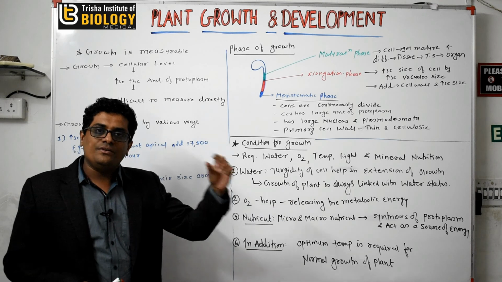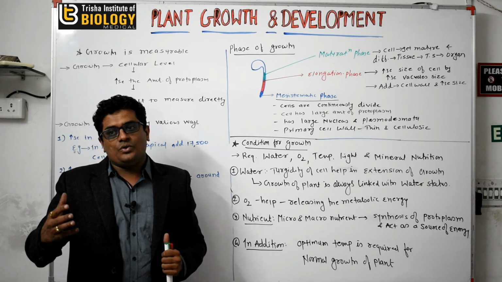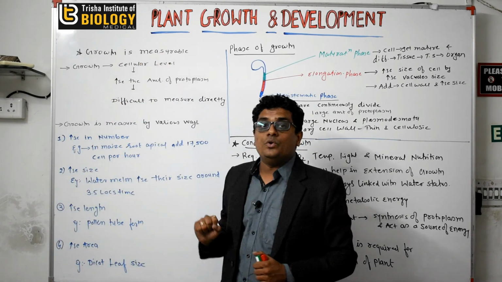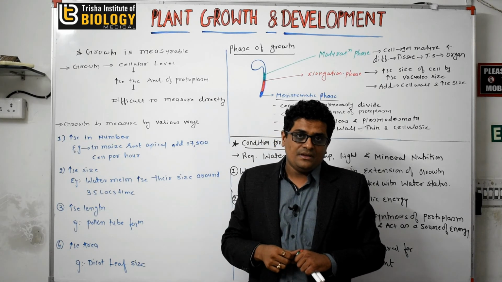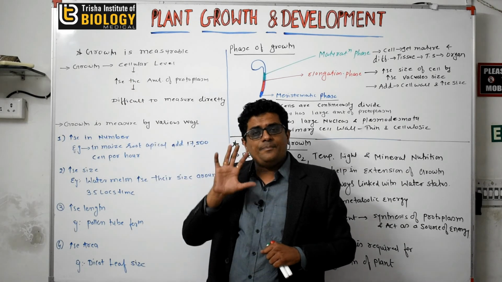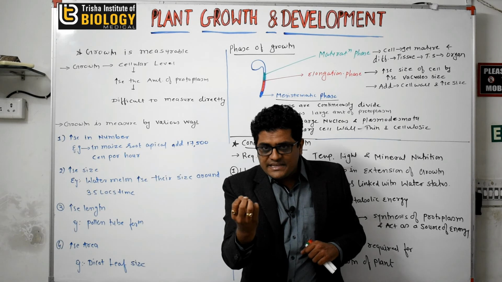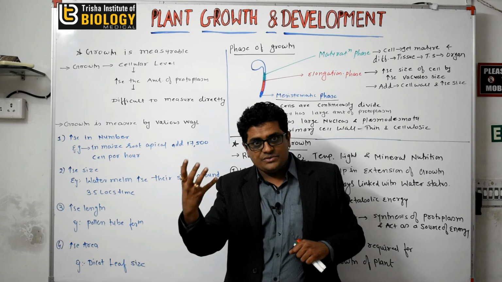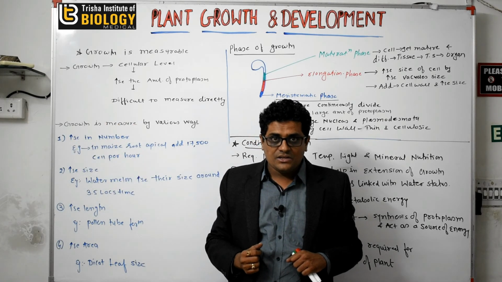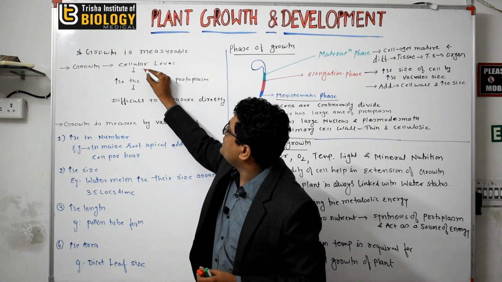In the last lecture, we already discussed what is growth and what is development. Today we will discuss whether growth is measurable. Yes, of course, growth is a measurable unit. In plants, growth is always at the cellular level. Cellular level means when the size of the cell is increased, then the tissue size is increased, and then the organ and the organism size is increased.